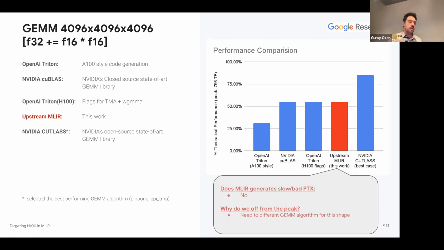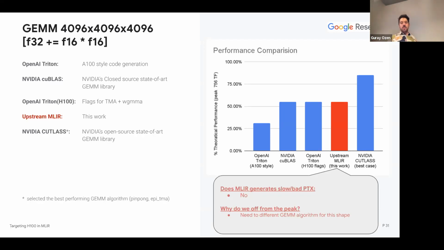And when we run CUTLASS, CUTLASS doesn't have a heuristic, right? It runs all of the algorithms and you need to select the fastest one. I think in this case, the fastest one was ping-pong with warp specialization, with the epilogue also using TMA. So it is the best performing one. Well, the result is here.